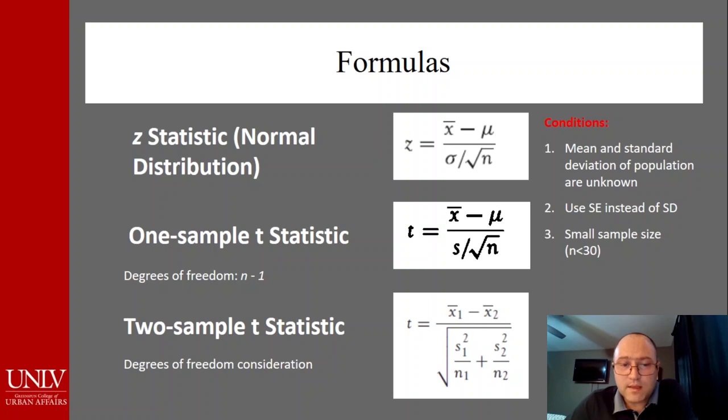The main difference between the one sample t-statistic and the two sample t-statistic is the degrees of freedom. Degrees of freedom can be reached based on the sample size minus 1.